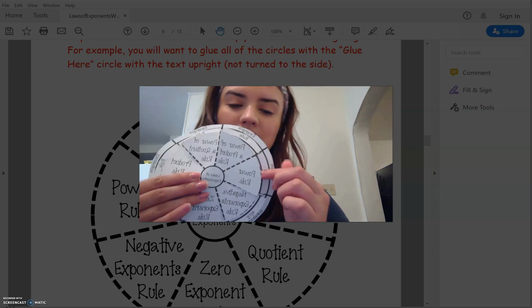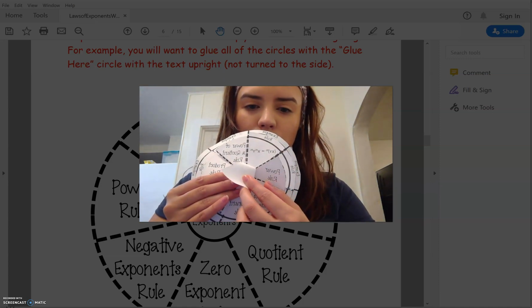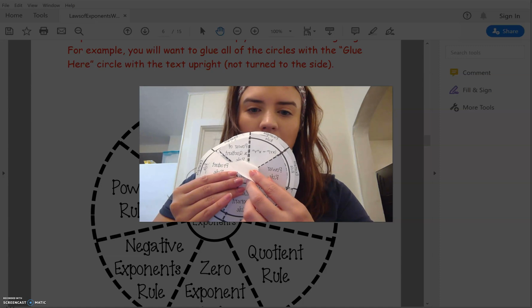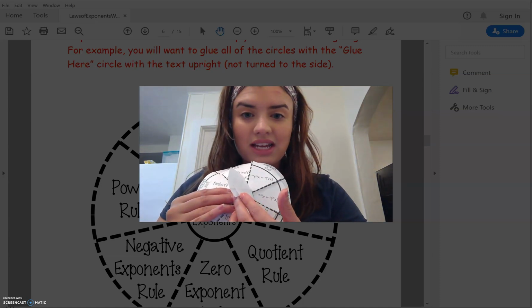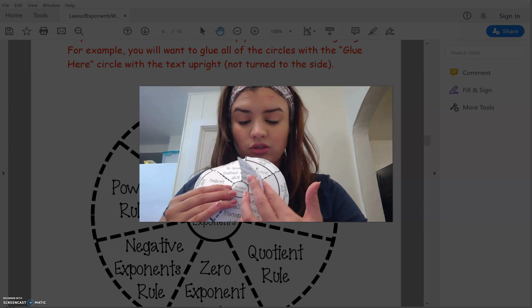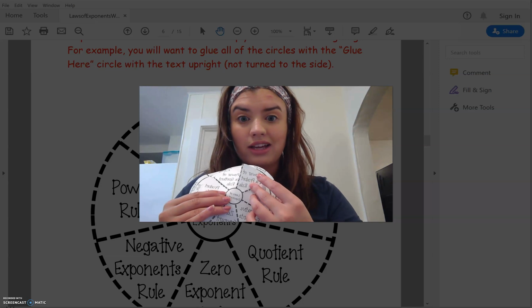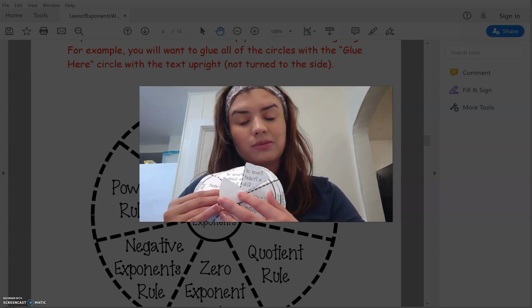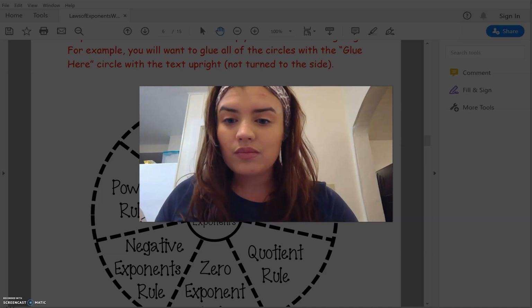So each little tab pulls back and it gives you the rules written out in X's, Y's, and M's and N's. Those M's and N's are supposed to be standing for numbers. So typically if we have X to a power, it's like X to the second. So those M's or N's could be 2's, 3's, 4's, whichever.